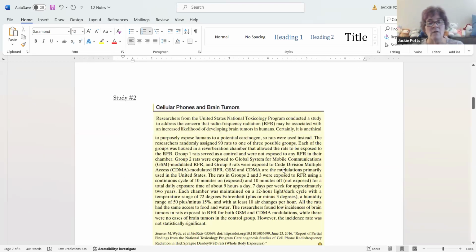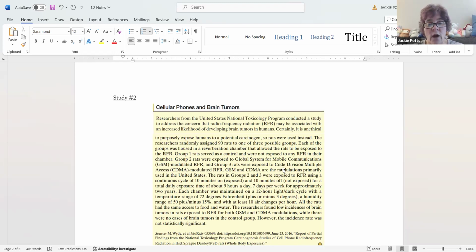This one, I'll let you guys go through and read that. Pause the video. All right. Researchers from the United States National Toxicology Program conducted a study to address the concerns that radiofrequency radiation, or RFRs, may be associated with an increased likelihood of developing brain tumors in humans. Certainly, it is unethical to expose humans to a potential carcinogen, so rats were used instead. The researchers randomly assigned 90 rats to 1 of 3 possible groups.